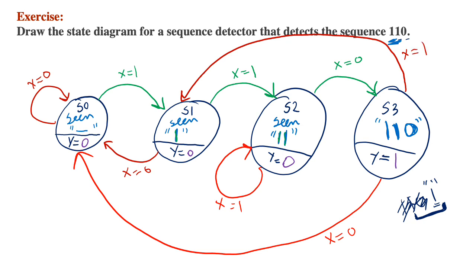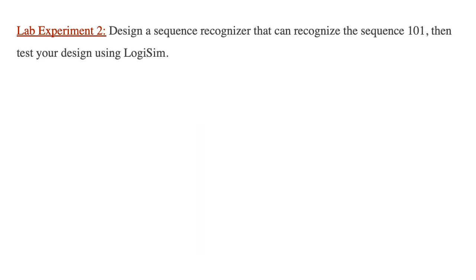Now this completes the state diagram for a sequence detector that detects the sequence 1 1 0. Now we're going to move on to experiment 2 of today's lab. In experiment 2, we're required to design a sequence recognizer that can recognize the sequence 1 0 1, and then to test the design using Logisim.